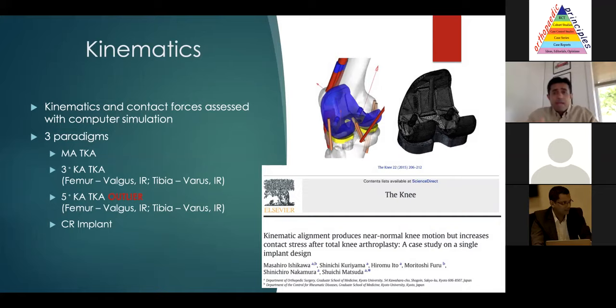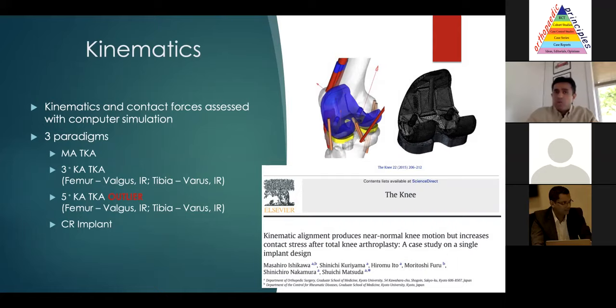So, you know, the purists would say this is a truly kinematically aligned knee. In all these cases, what happens is that the femur was placed in valgus and internal rotation by kinematic alignment principles, and the tibia was placed in varus and also internal rotation. So counterintuitive compared to the mechanically aligned knee.